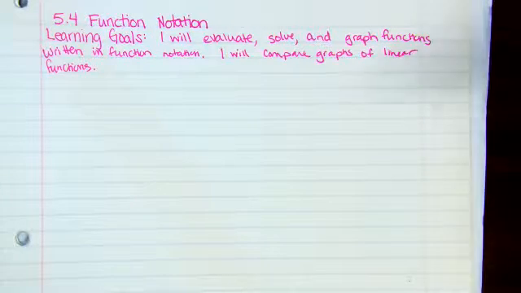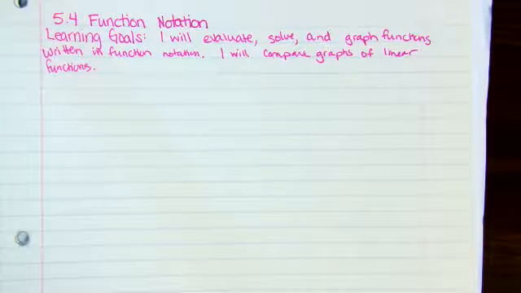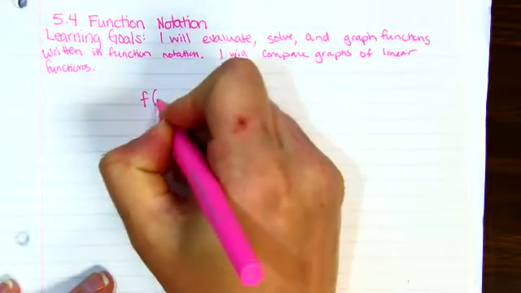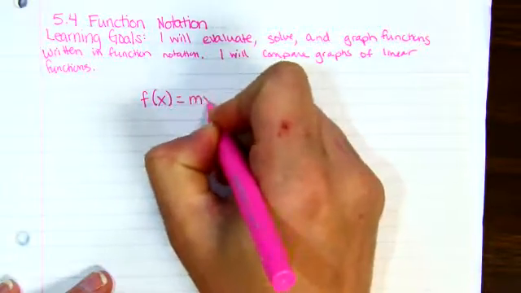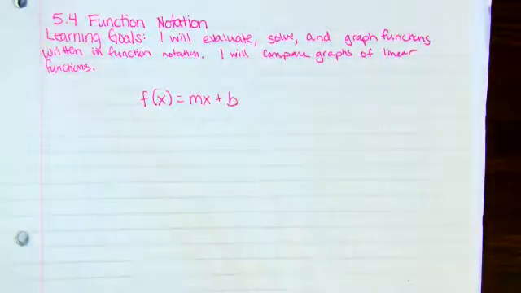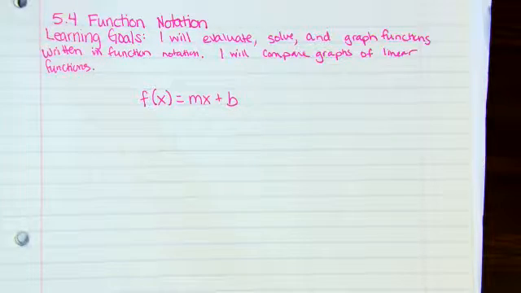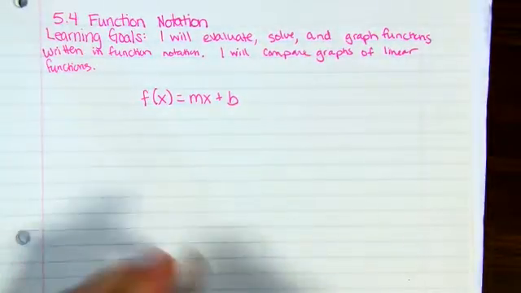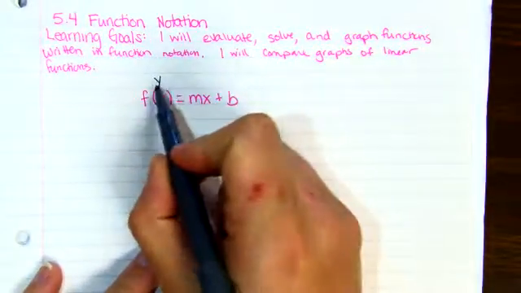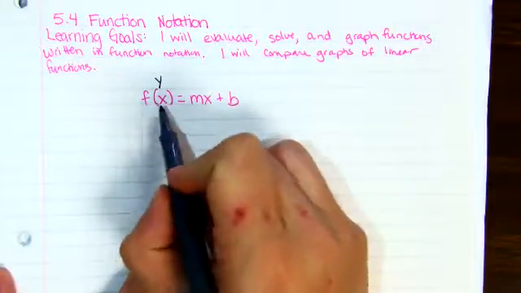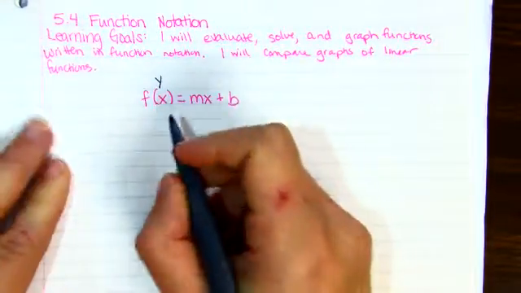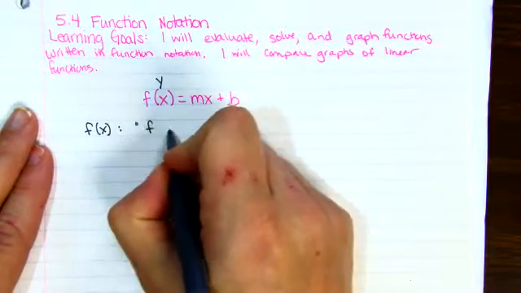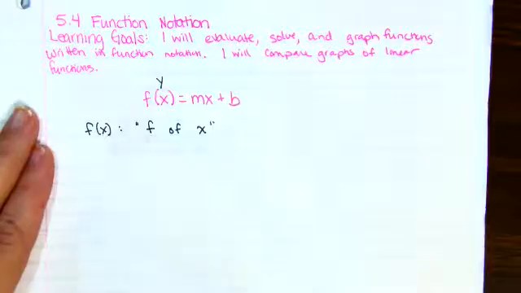So to start off with, what is function notation? Function notation for a linear function is going to look like this. That is function notation for a linear function. And as you should notice, this is almost exactly like slope-intercept form. The only difference is instead of y equals mx plus b, we have this weird f with parentheses. The way that we read that out loud, we say f of x.